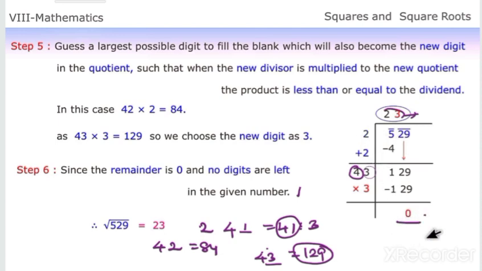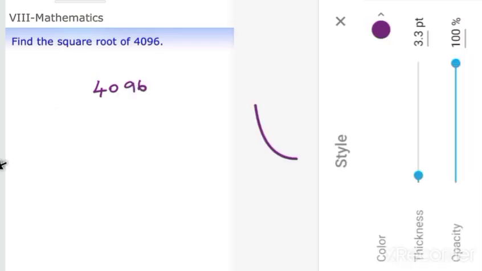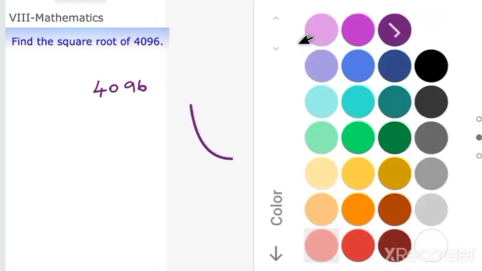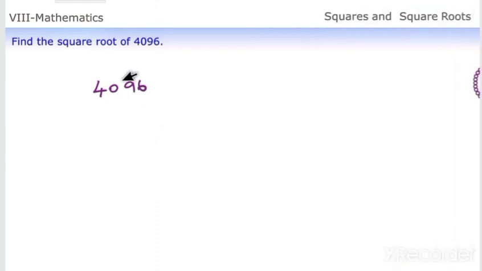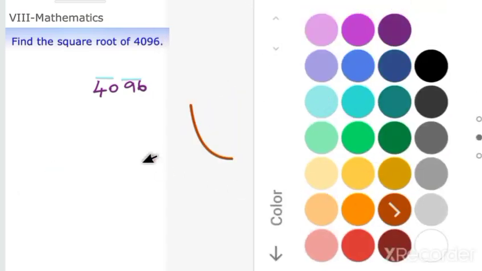Let us practice one more question. You see this number 4096. As I told you earlier, put a bar over each pair of digits. So we put a bar over 96 and over 40. After that, we can continue the steps.